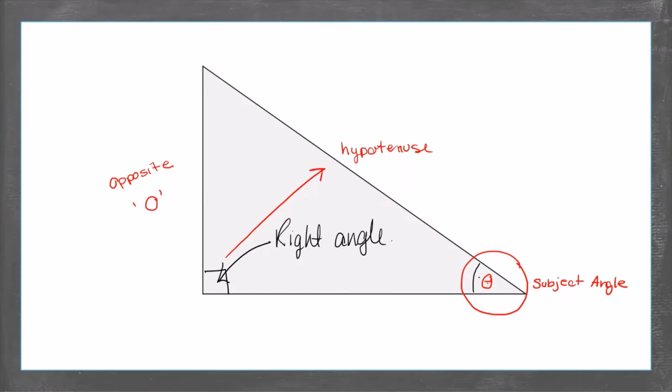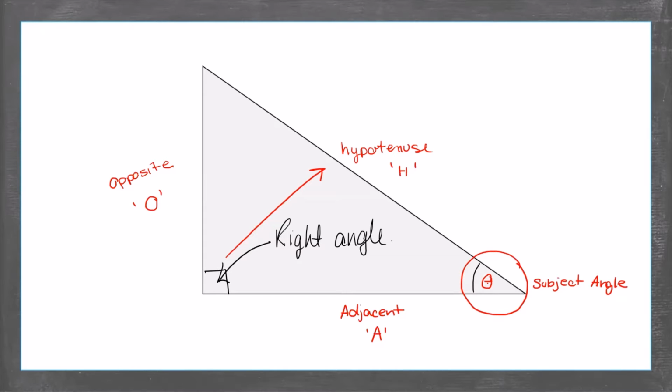The side next to the subject angle, or right beside it, we call adjacent. That simply means next to, and we often will abbreviate that with A. Hypotenuse will be abbreviated with H. So we have three sides. Hypotenuse is always opposite the right angle. We have our subject angle. Next to it is the adjacent side, and opposite the angle or across from the angle is our opposite side.